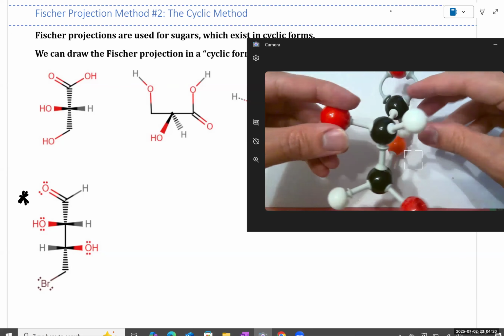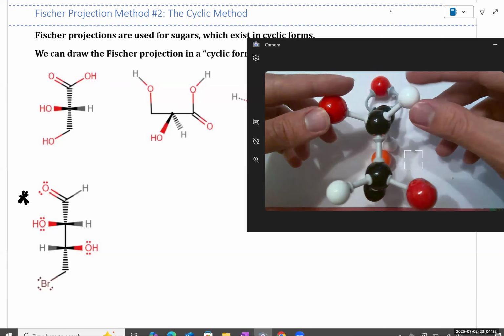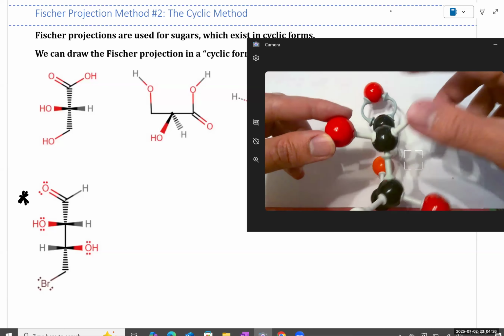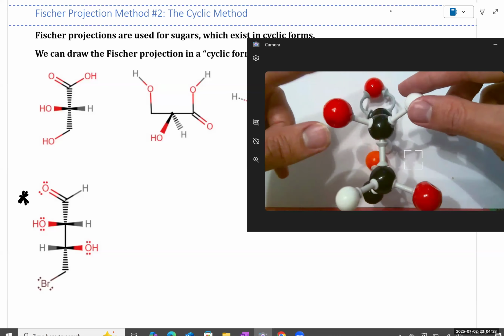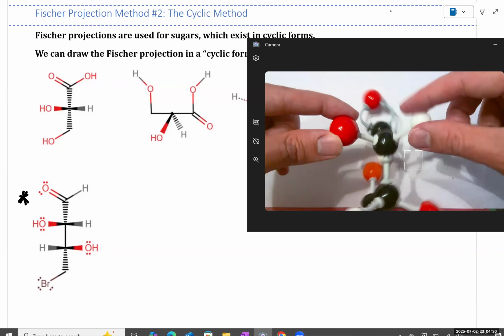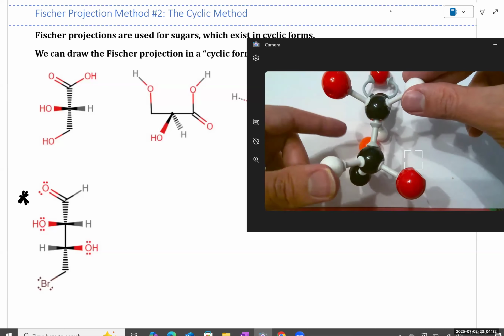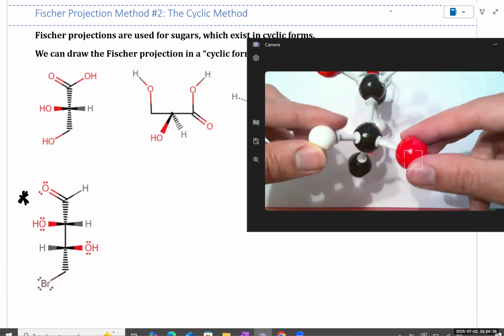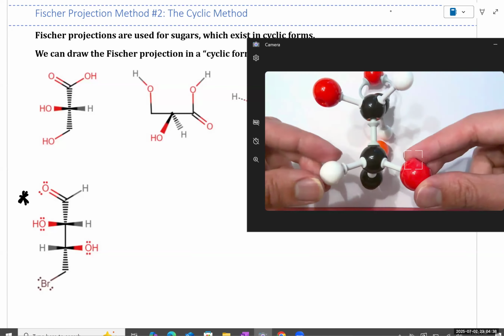Okay, so here is the Fischer projection structure. Here's our model for this Fischer projection. As we can see, the aldehyde's in the back, the alcohol on the front carbon is on the left, hydrogen on the front carbon on the right. On the second carbon, the hydrogen's on the left, alcohol's on the right, alkyl halide's in the back.